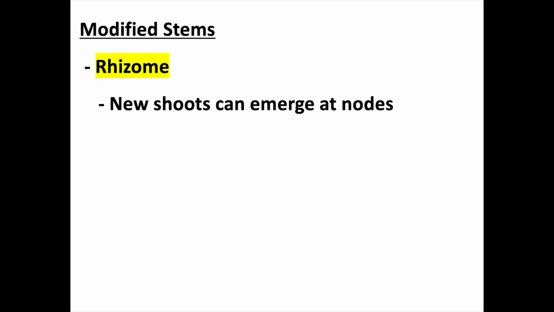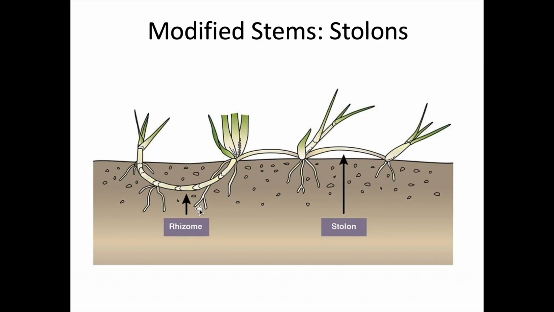Now, there's a similar thing called a stolon. A stolon is also a modified stem that runs horizontally. This figure is a little misleading because it makes it look like the stolon is above ground and the rhizome is below ground. That's not necessarily true. Some stolons are above ground, some stolons are below ground. The important difference between a stolon and a rhizome is the size of the internodes.